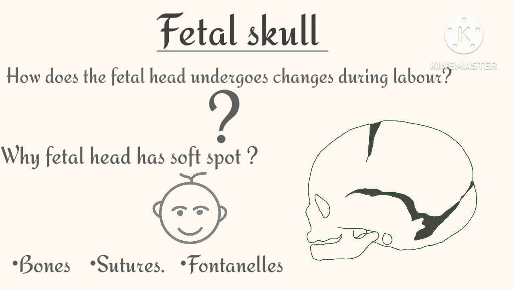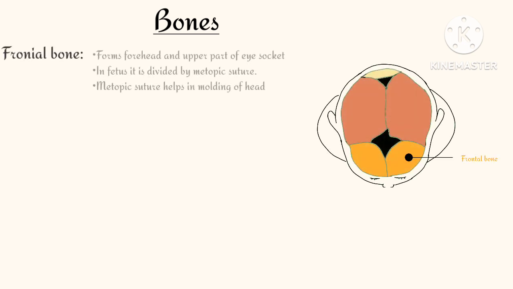Let's begin by understanding the different bones that form the fetal skull. Frontal bone. The frontal bone forms the forehead and the upper part of the eye socket. In the fetus, it is divided into two halves, separated by the metopic suture, which later fuse around 2 to 3 years of age. So, in a newborn, the frontal bone is still in two parts, which helps the skull to mold during birth.